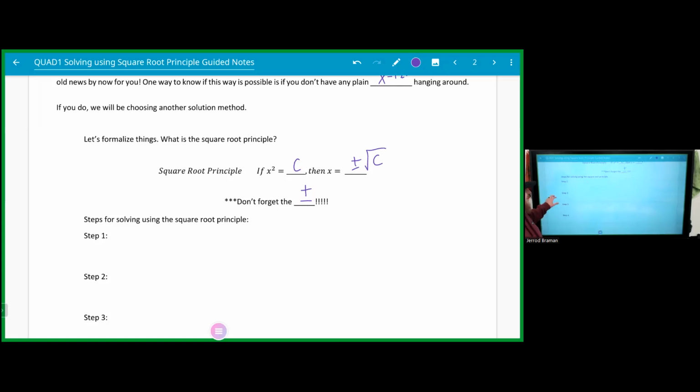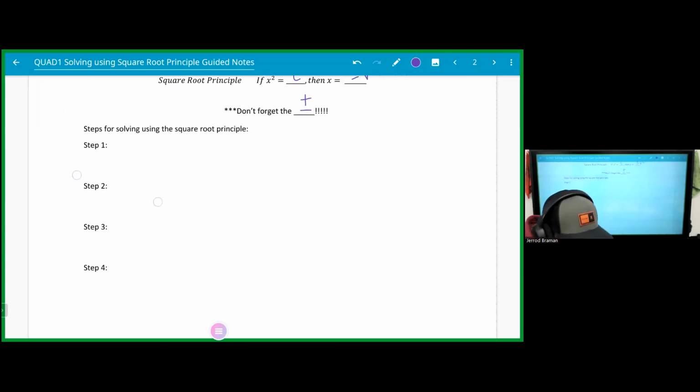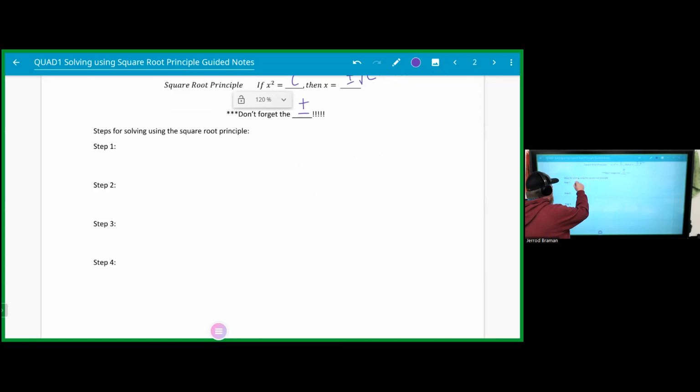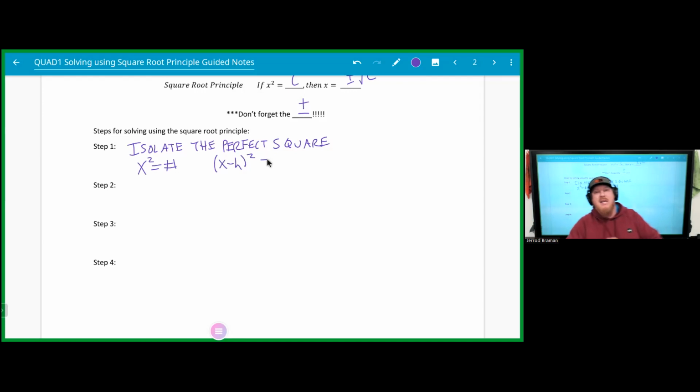I've got 4 steps. Here's kind of the algorithm for solving this thing. The first one is just like we've done a ton of times. We're going to isolate the perfect square. And what does that look like? I'm glad you asked. In other words, it's going to be either x squared equals a number, or x minus h squared equals a number. And that means we're going to get rid of the h and the a part, or sorry, the k and the a, if you remember what I talked about with vertex form just a minute ago.